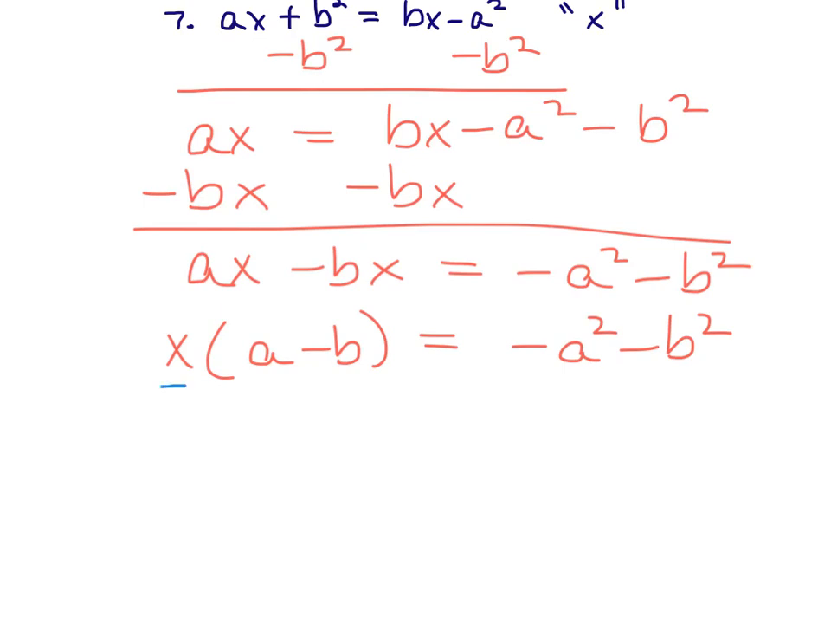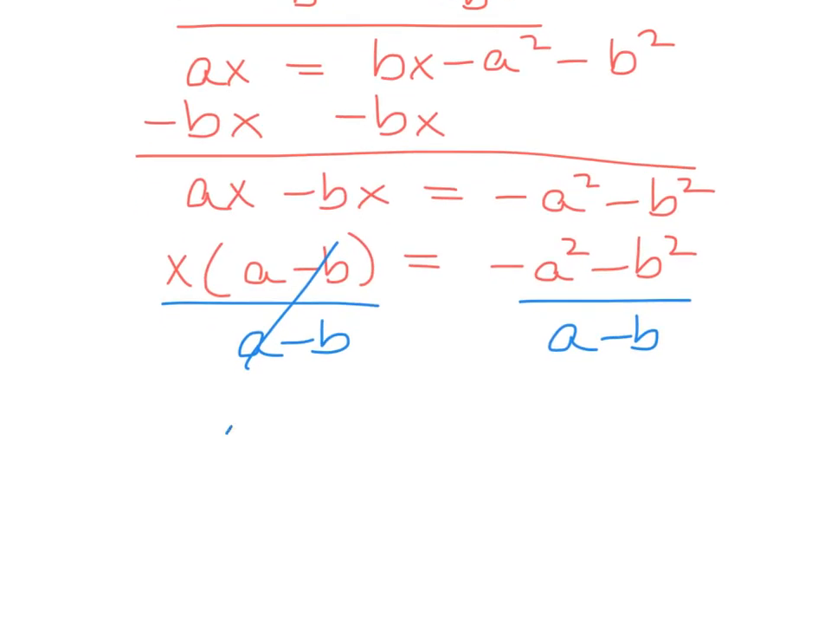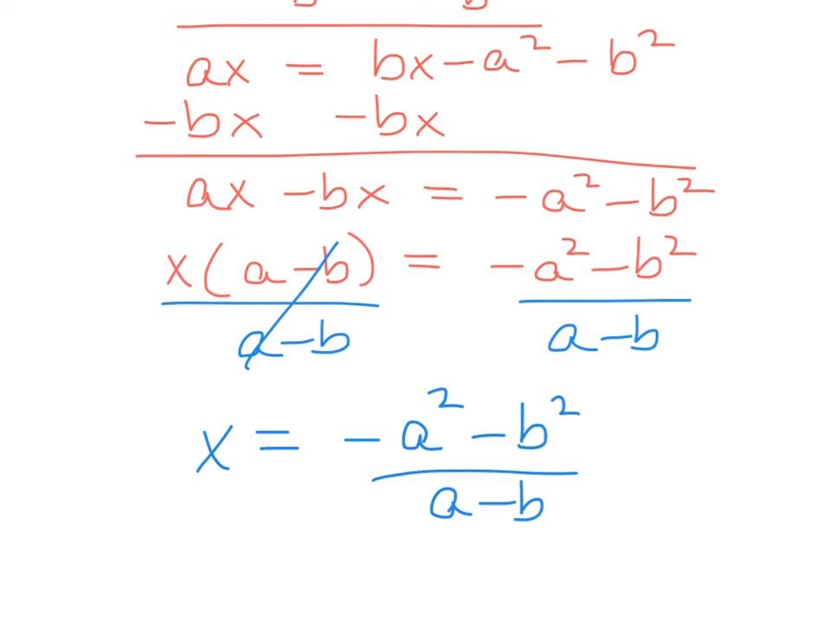And now I divide. The a minus b cancels. I can't factor that top, so this is the final answer. x equals negative a squared minus b squared over a minus b.